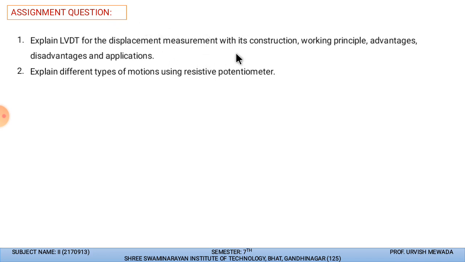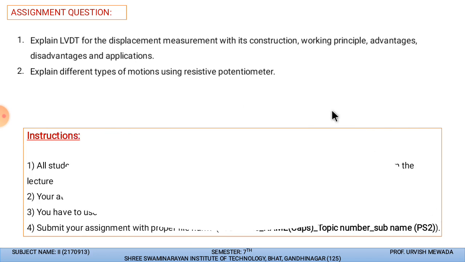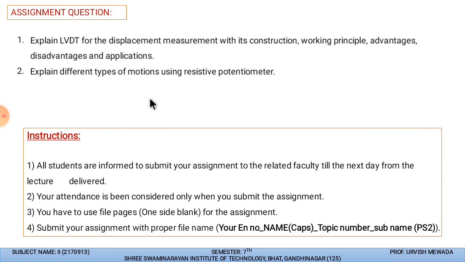The first question is: explain the LVDT for displacement measurement with construction, working principle, advantages, disadvantages, and applications. And explain different types of motions using a resistive potentiometer. Please read the related instructions written below carefully. You can take a snap of this. And there is no worksheet question after this topic.